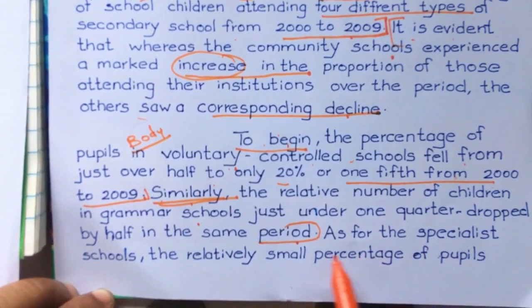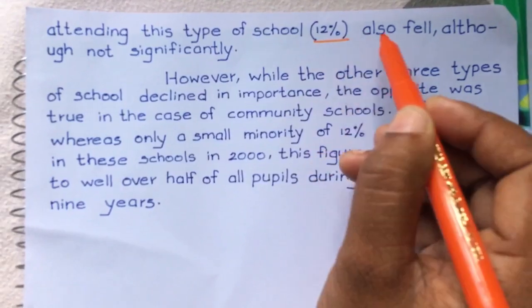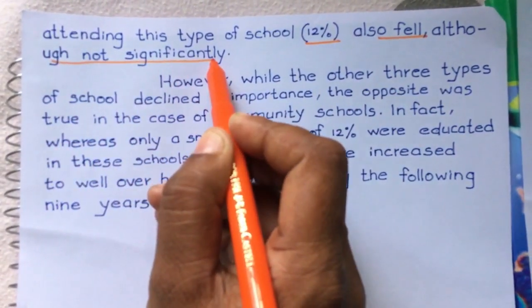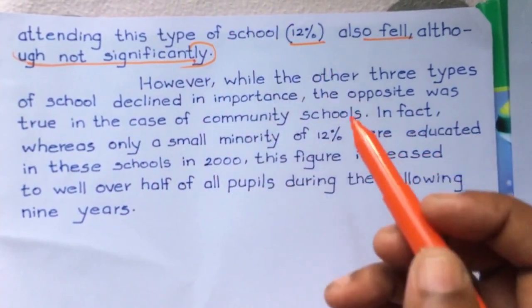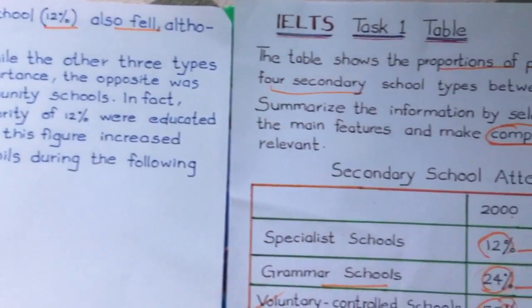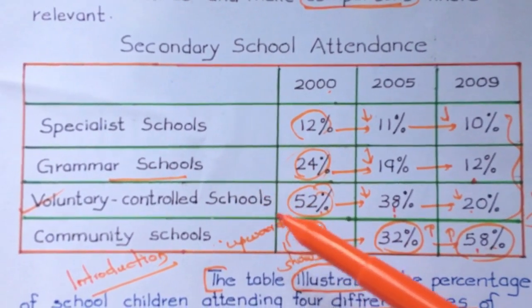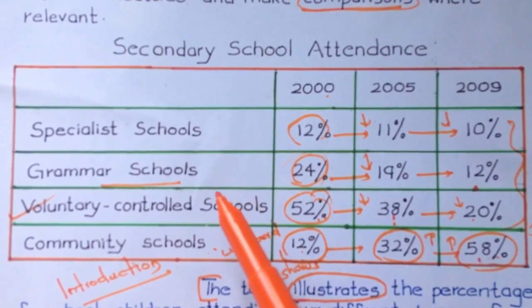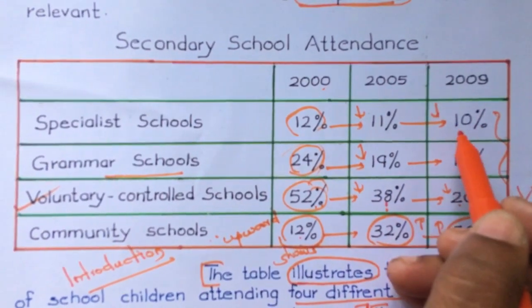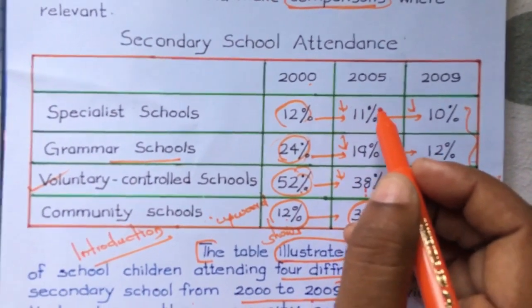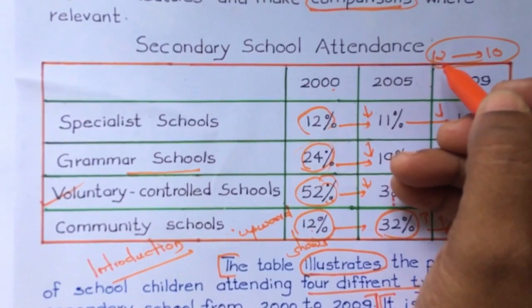As for the specialist schools, the relatively small percent of pupils attending this type of school, 12%, also fell, although not significantly. I have used the words not significantly because this is not much needed data. See, here you can see I was talking about the specialist schools. In specialist schools, the relatively small percent of people attending this type of school, 12% in brackets, also fell to 10%. You got it. See, here the data is about 12% to 10%. It is not much significant, right? So that's the same thing I have written.